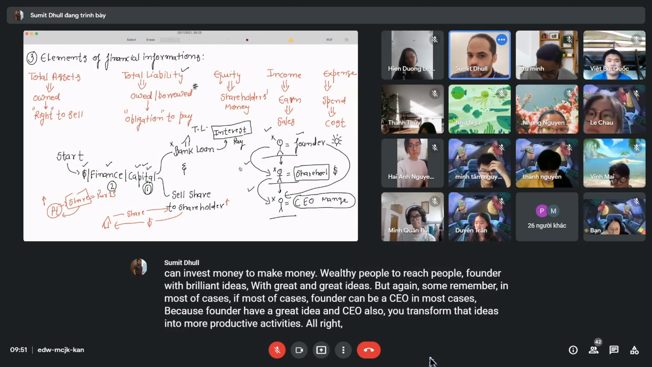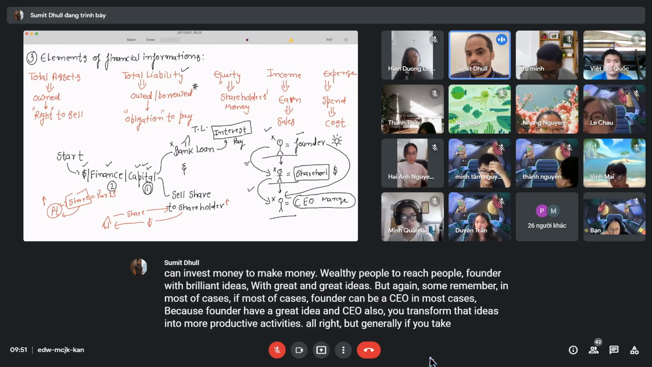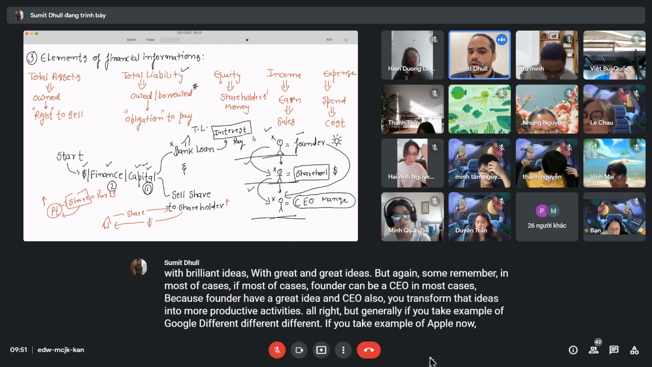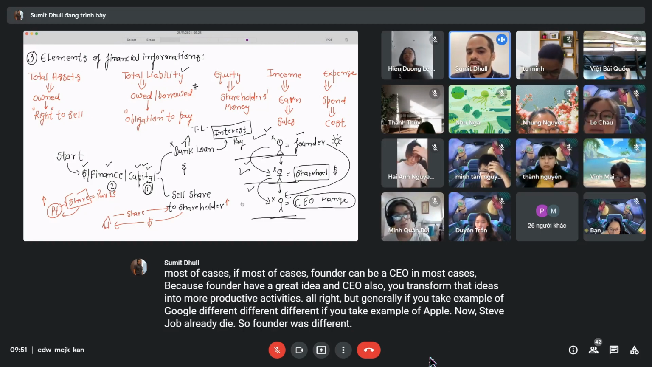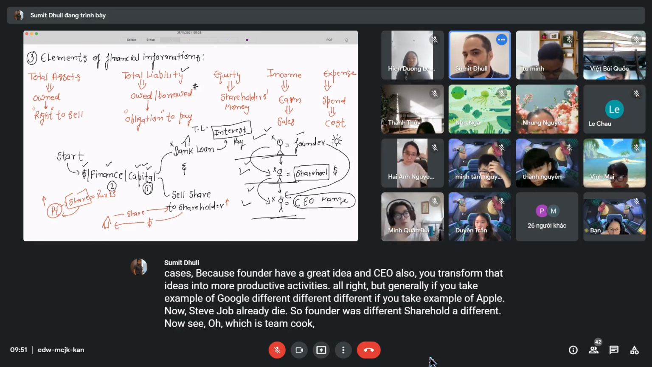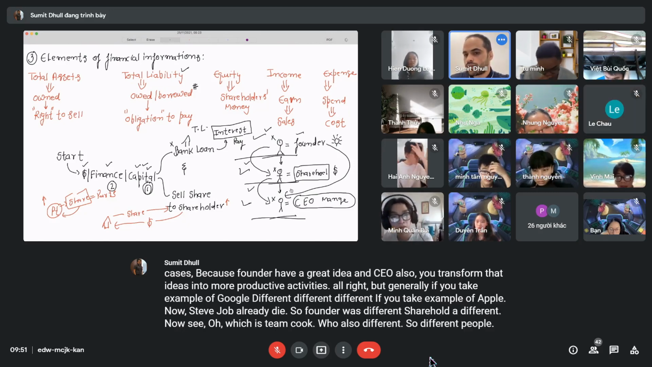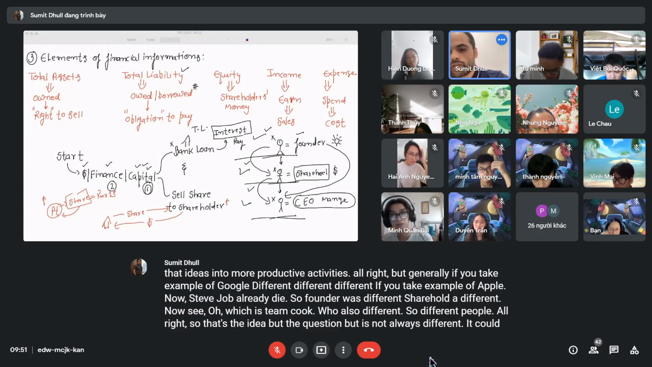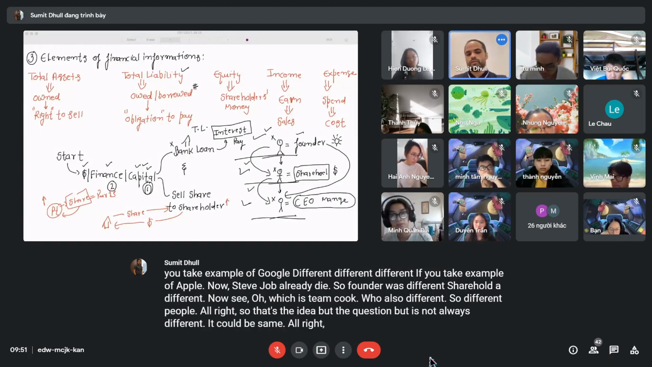But generally, if you take the example of Google, it's different. If you take the example of Apple, now Steve Jobs already died, so the founder was different, the shareholder different, and now the CEO, Tim Cook, is also different. So different people. All right. So that's the idea, but it's not always different. It could be the same. All right.